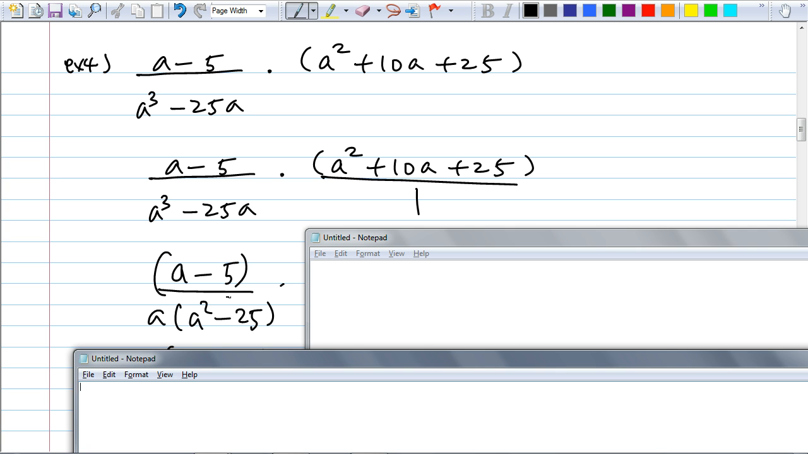All right. What about that trinomial on the top? What can we do with that one? Samuel Park, what do you think?